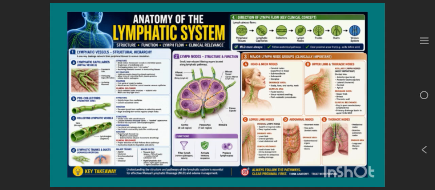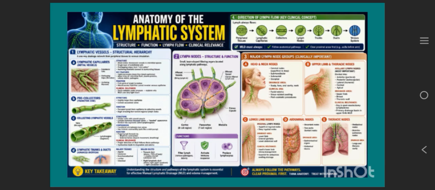What is the structure of collecting lymphatic vessels? They have thicker walls with smooth muscle. They contain numerous bicuspid valves that give a beaded appearance, like beads. They are divided into segments called lymphangions.